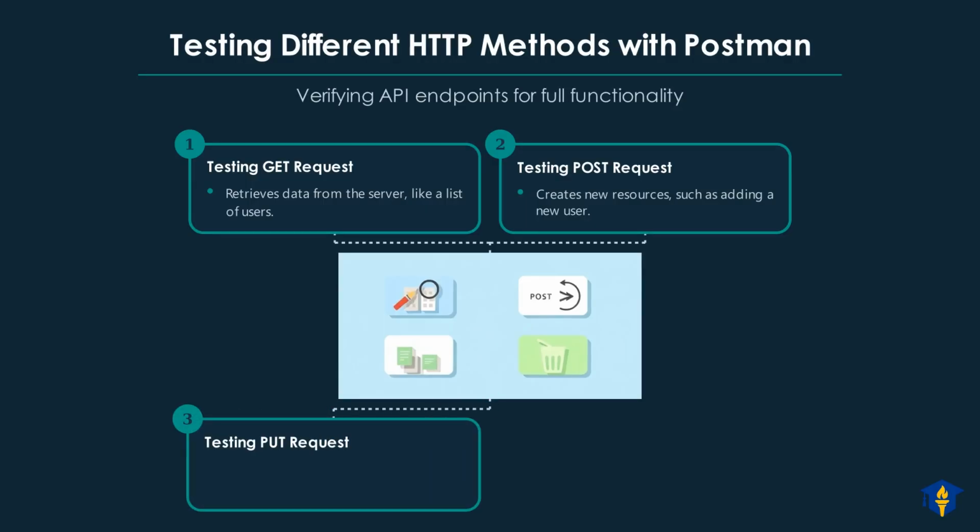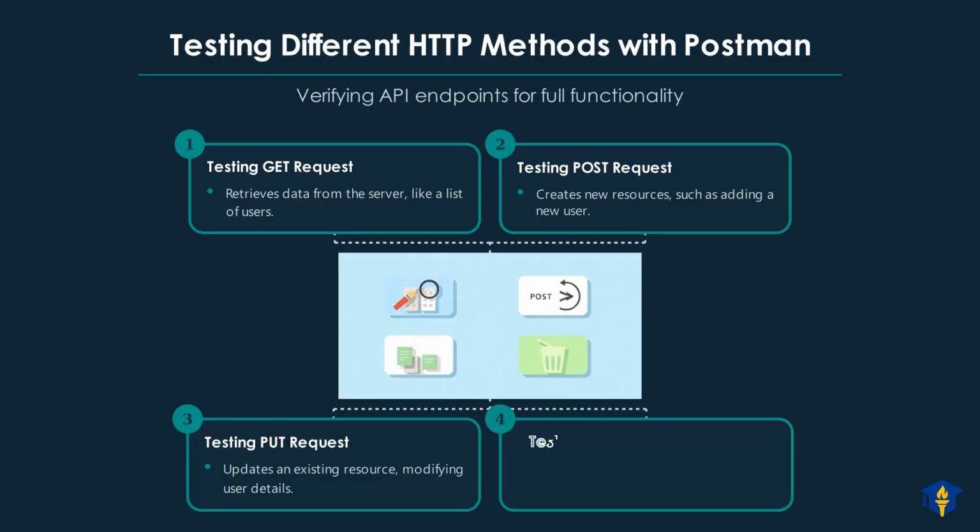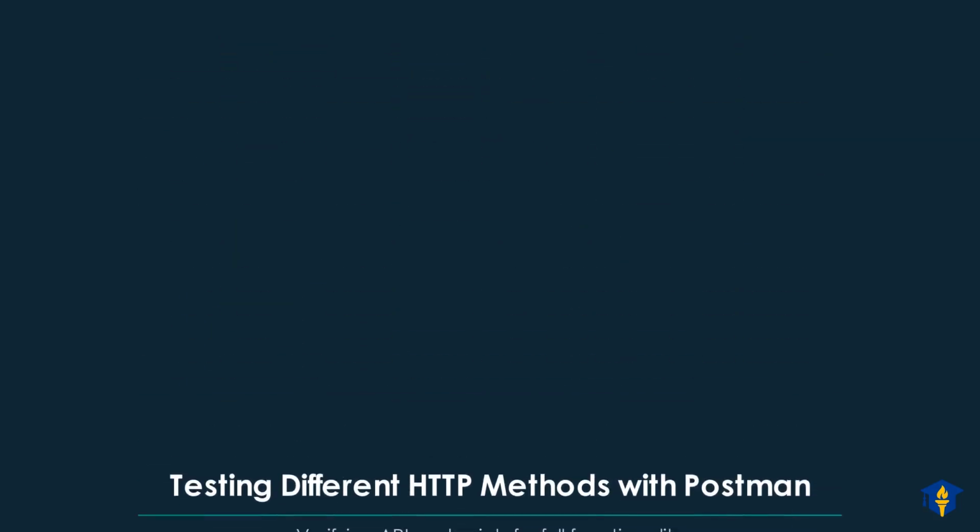Then, you can test a PUT request, which is used to update an existing resource. This is useful for modifying details of an existing entity, like updating user information. Finally, we examine testing a DELETE request, which removes a resource from the server. This method is used to remove an existing entity, for example, deleting a specific user.